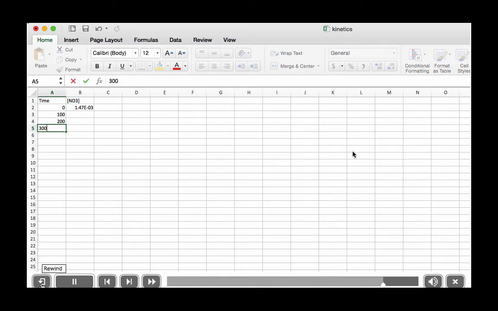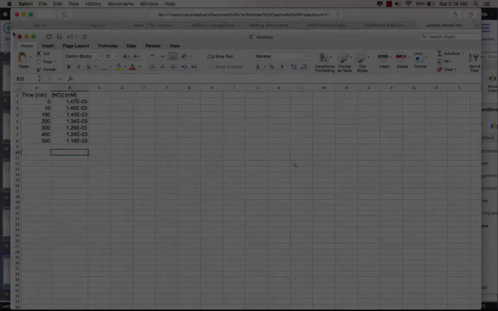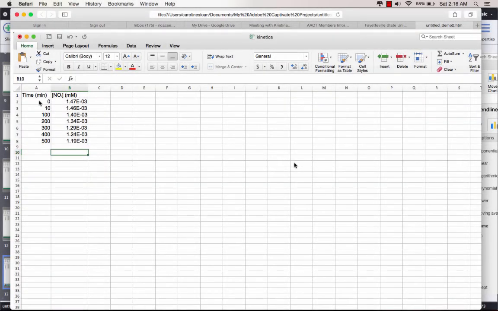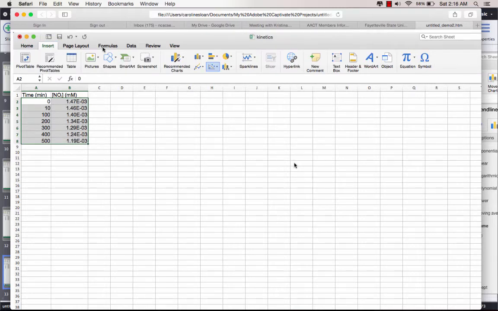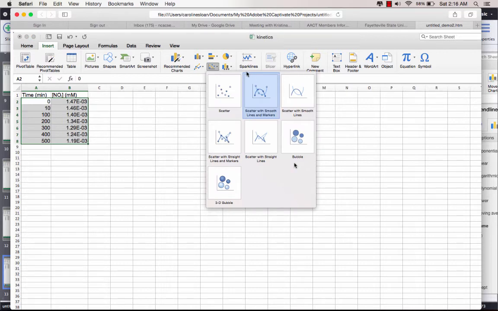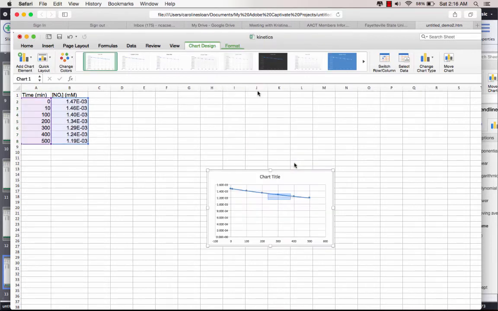To type in scientific notation, it is easiest to type in the digits, then an E, then the exponent. Then highlight the data and insert a scatter plot with smooth lines and markers, and right-click on the line and select Add Trend Line. In the Format Trend Line box that appears, click Linear Line and then Display Equation on the chart, and display R² value on chart.